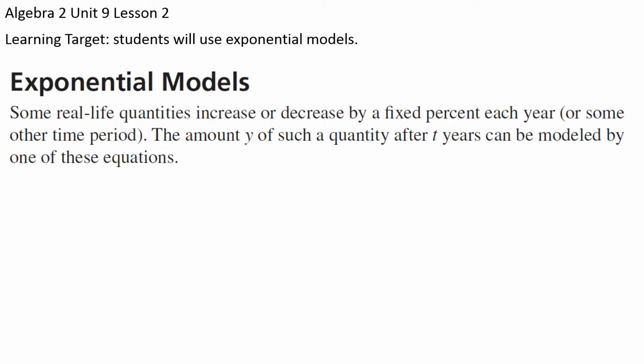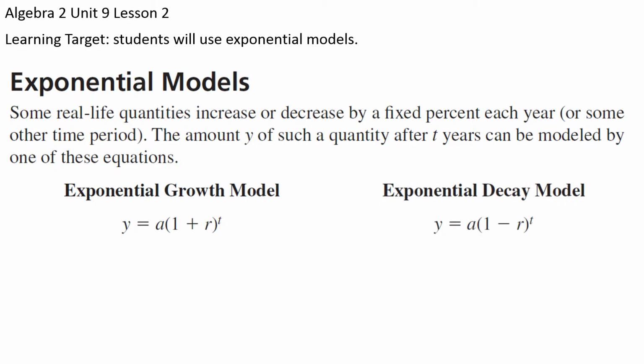The amount y of such a quantity after t years can be modeled by one of these equations. So the growth model, we got some coefficient a. Notice that our independent variable is going to be t instead of x. Right, we'll plug in a number for time and then we'll get our value y afterward. And the growth model is when we're going 1 plus some rate r. Decay, of course, will be 1 minus that rate r.